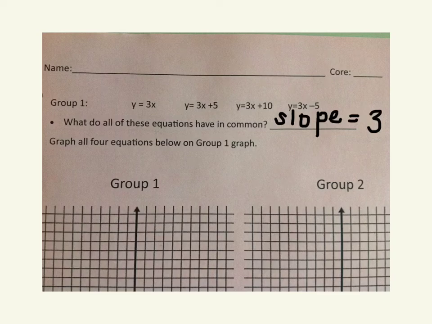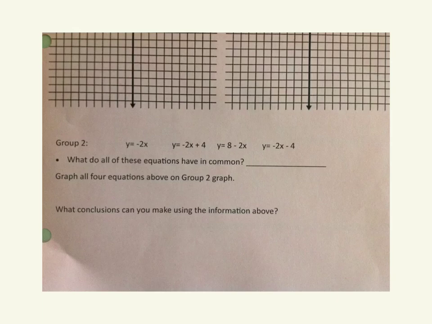I'm going to skip the graphing for now, and I'm going to look down at the bottom of the page. Looking at the set of equations for group 2, let's do the same thing. Let's identify the y-intercept and the slope in all of those equations. You're going to find that the one thing that all of those 4 equations have in common is that they have the same slope. The slope for the equations in group 2 is negative 2.